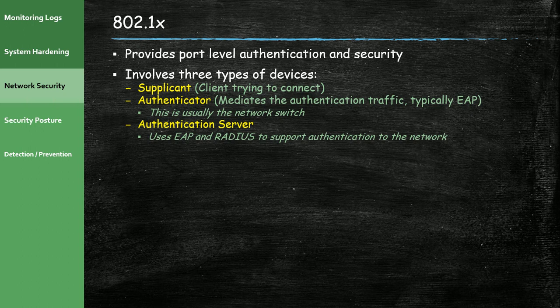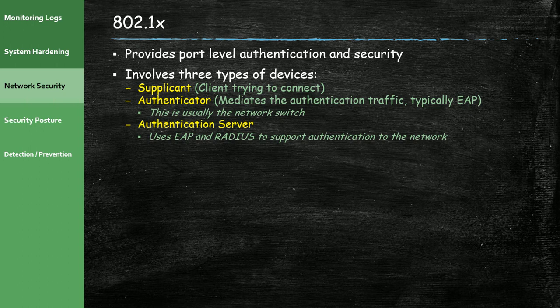EAP basically allows the authentication to happen at layer 2. So it's traffic at layer 2. It allows you to encapsulate authentication traffic at layer 2. So layer 2 devices are able to support this authentication. Now, the layer 2 device is not actually doing the authentication. That's usually a real server somewhere doing that.